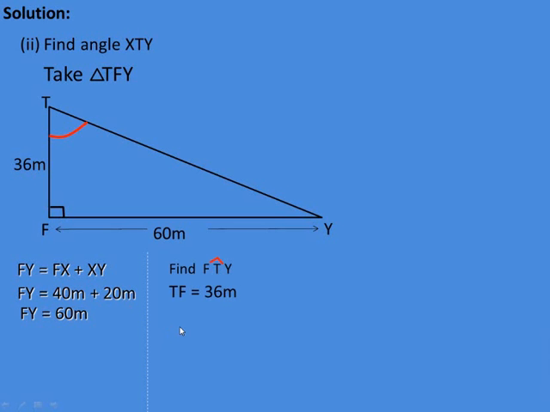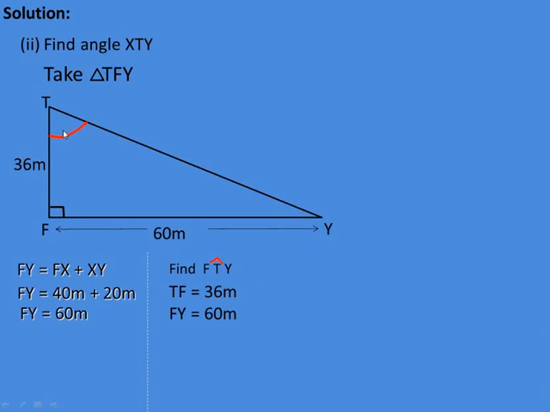We found earlier that TF was equal to 36 meters, and they also gave us that FY is equal to 60 meters. So now we need to look at the angle that we are trying to find, which is the required angle, and we are going to use that to label the triangle that we have so far. So this is the required angle.